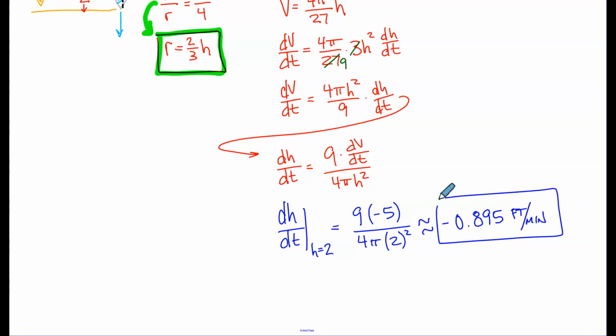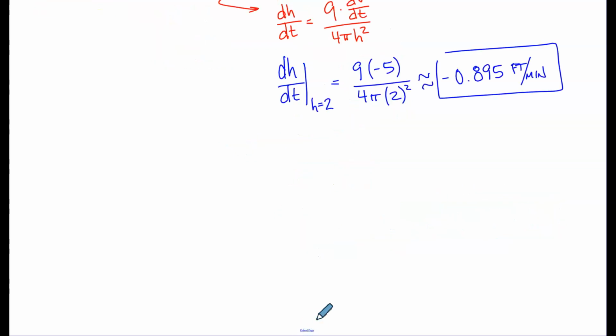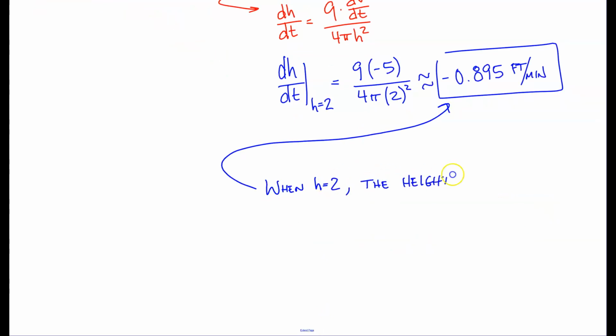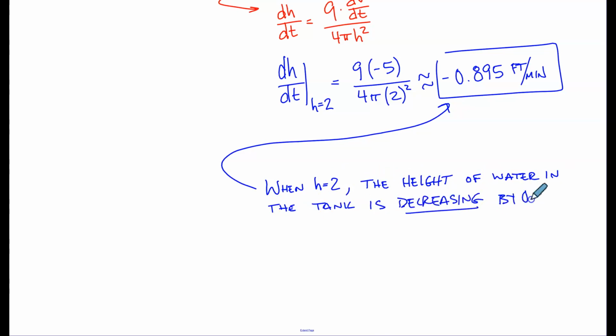Let's just add some context to that. I want to make sure you understand what that value represents. When h equals 2, the height of water in the tank is decreasing by 0.895 feet per minute. So that adds some context to what that number represents.